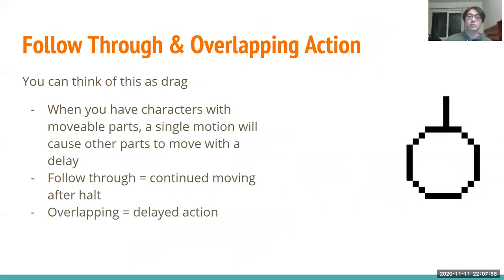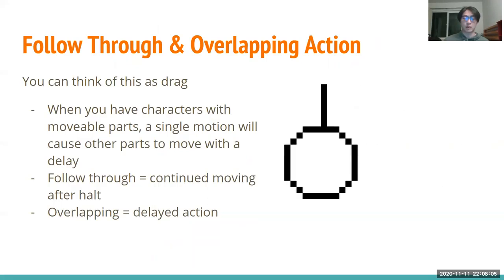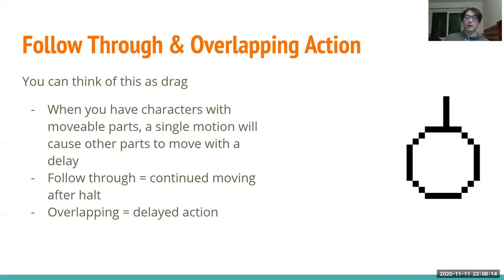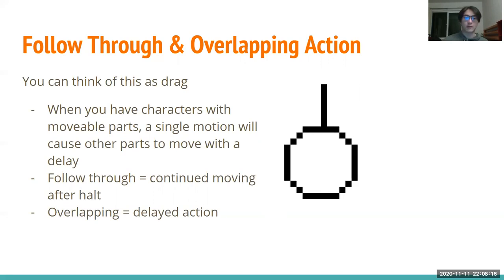Now, next is follow through and overlapping action. So this is mainly talking about drag and sort of the physics behind the motion when you're doing animations. So when you have characters with movable parts, a single motion will usually cause other parts to move along with it, but these secondary motions usually have a delay. And so this is called overlapping action.